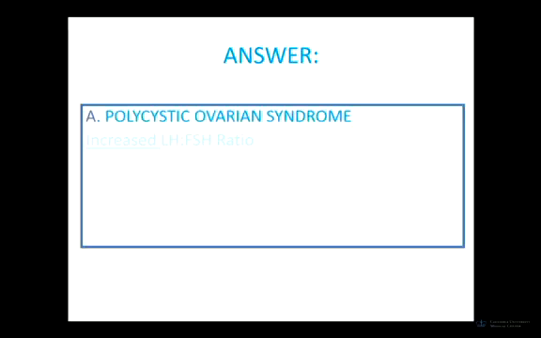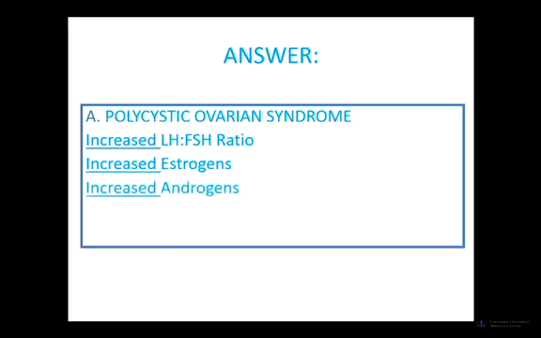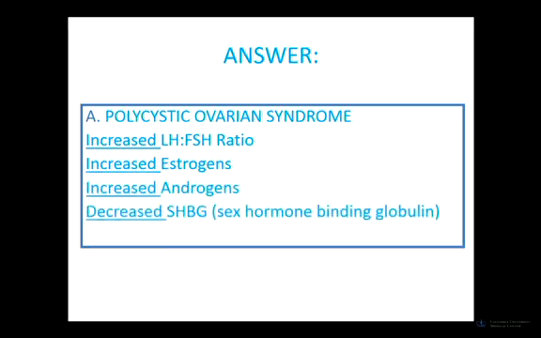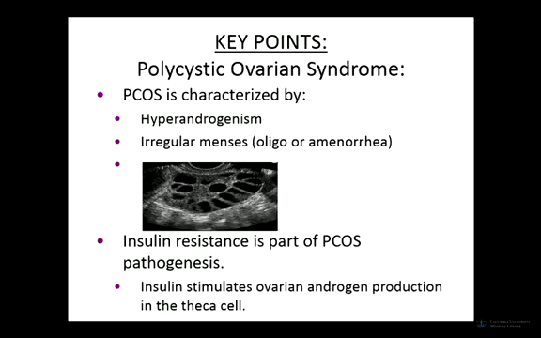The right answer is A. So you get increased LH and FSH ratio, and I'll go over this in more detail because clearly there's a little bit of confusion about it. And you get increased estrogens, increased androgens, and decreased SHBG, which is sex hormone binding globulin.